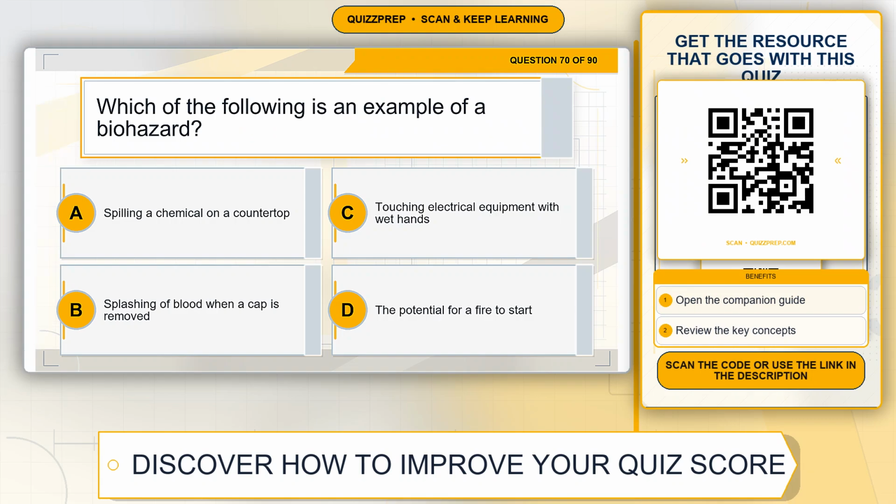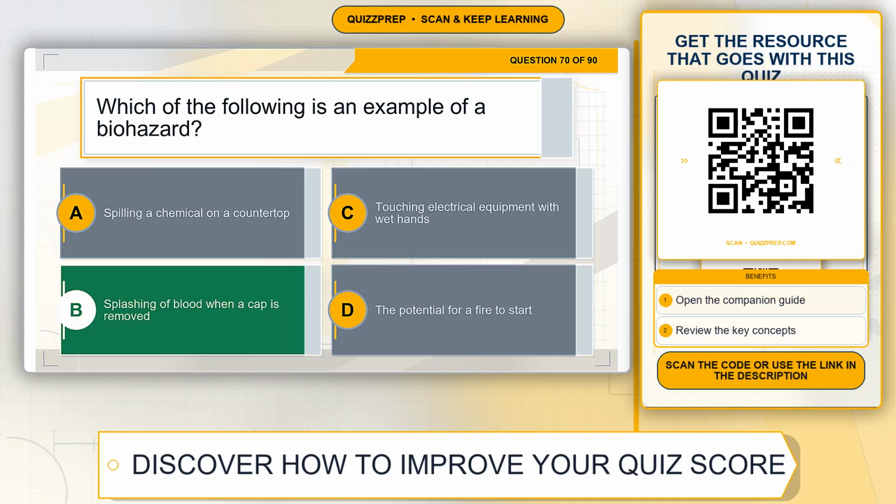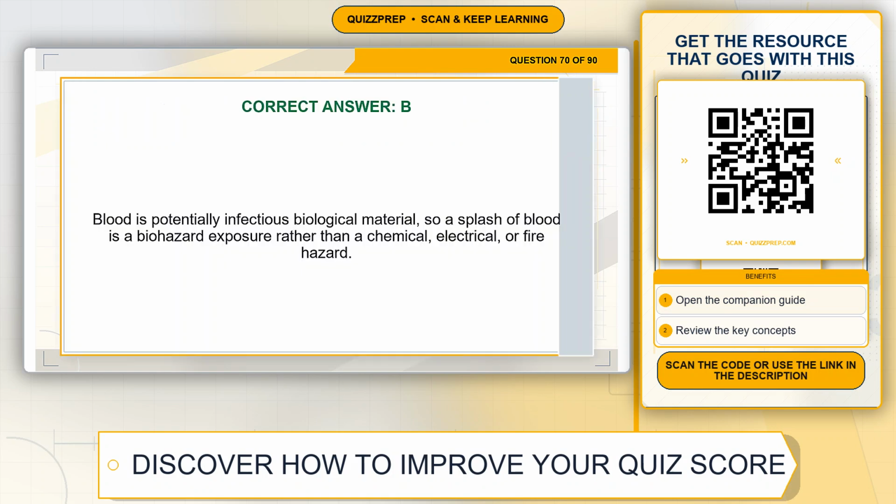Question 70. Which of the following is an example of a biohazard? Option A, spilling a chemical on a countertop. Option B, splashing of blood when a cap is removed. Option C, touching electrical equipment with wet hands. Option D, the potential for a fire to start. The correct answer is option B, splashing of blood when a cap is removed. Explanation. Blood is potentially infectious biological material, so a splash of blood is a biohazard exposure rather than a chemical, electrical, or fire hazard.